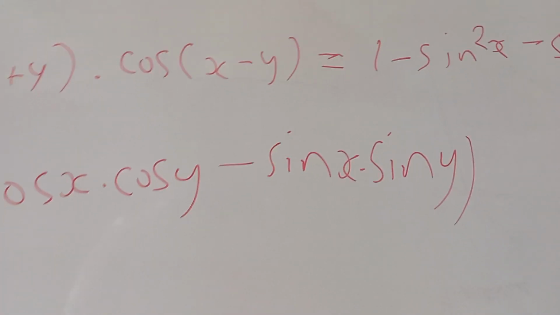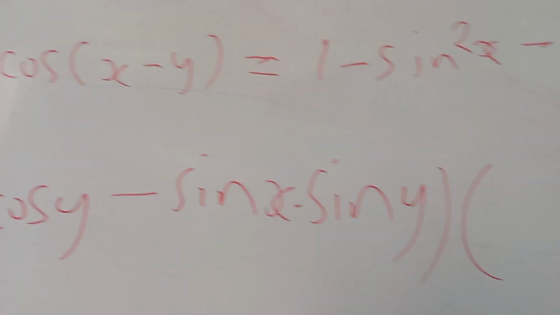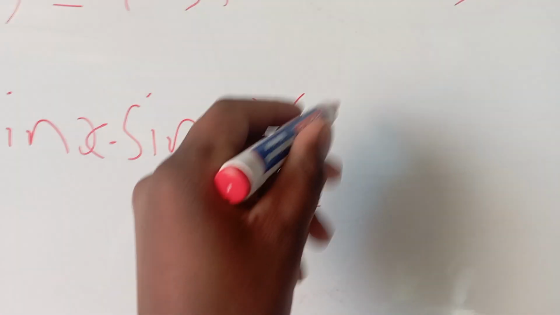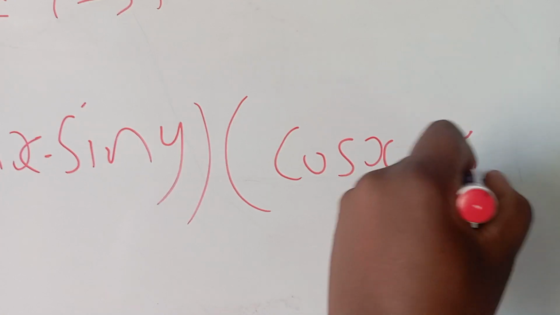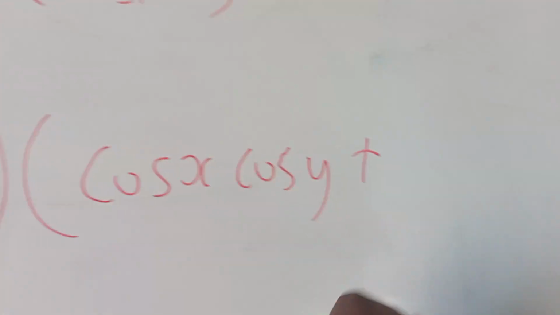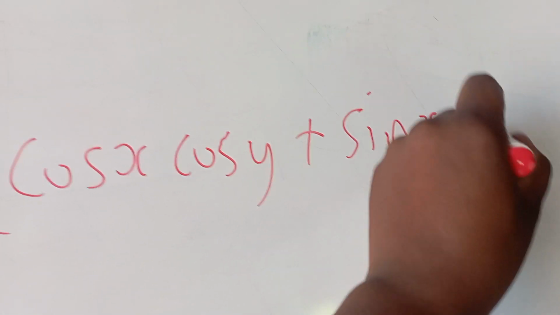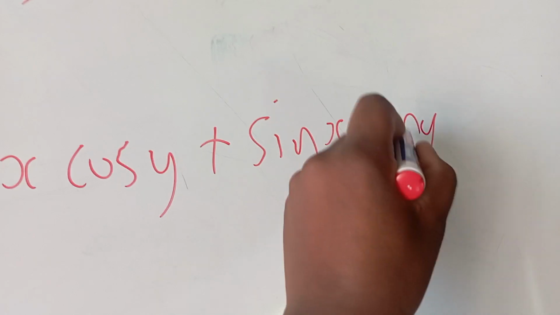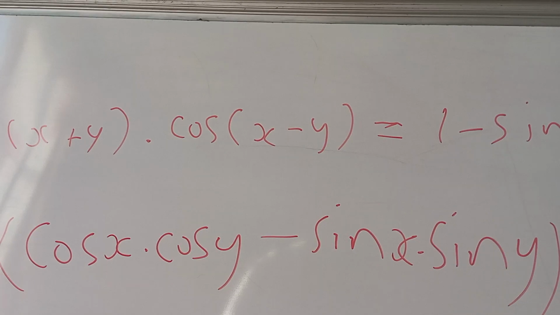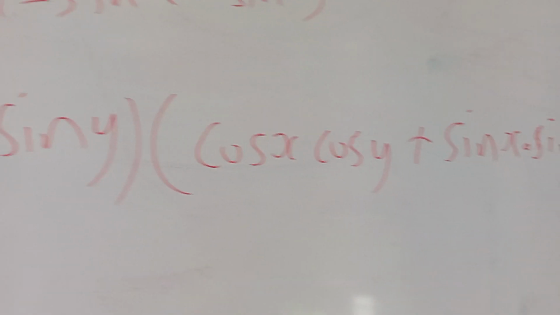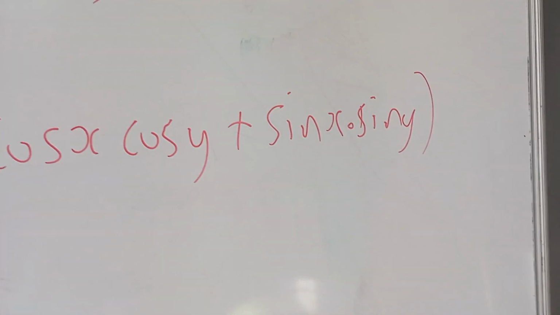Then cos(x - y) gives us, so it's going to be times, because we are multiplying by cos(x - y). So it's going to times cos x cos y plus sine x times sine y, right? So if it's a negative, cos(x - y) is going to be cos x times cos y plus sine x times sine y.